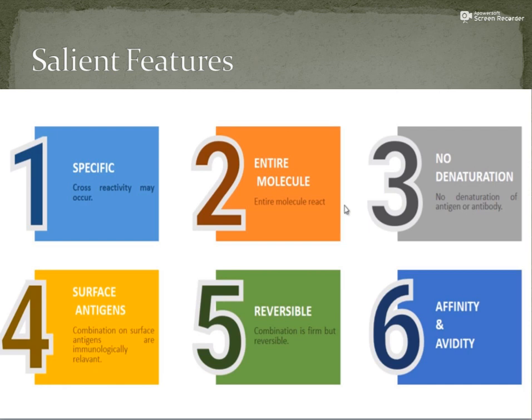Now, antigen antibody reactions also have some features. They include that they are specific. It will include an entire molecule, and denaturation does not happen for the antigen and the antibody. Sometimes the combinations with surface antigens happen, and it is reversible. And of course, the strength, as well as the affinity and avidity of the antigen antibody reactions, are also present. Let's go into the details of these salient features.